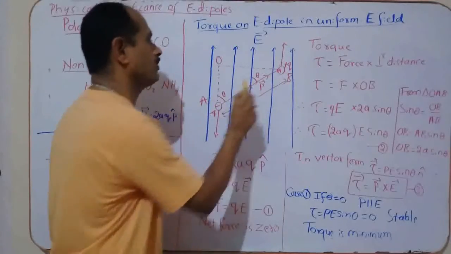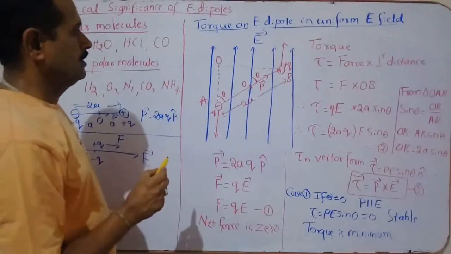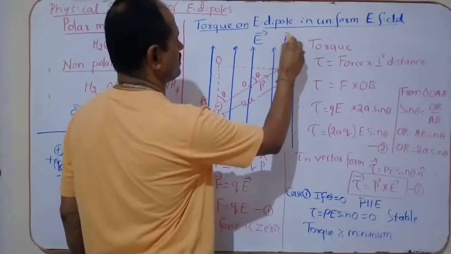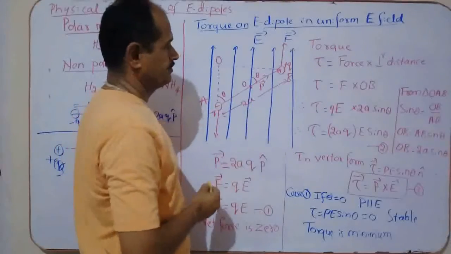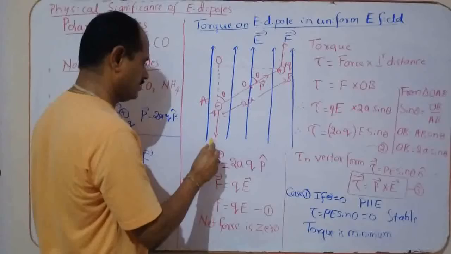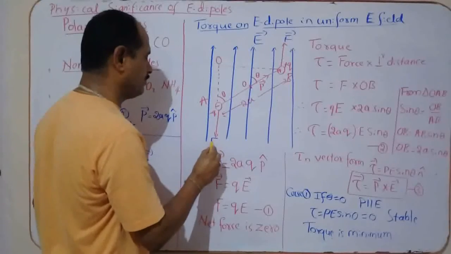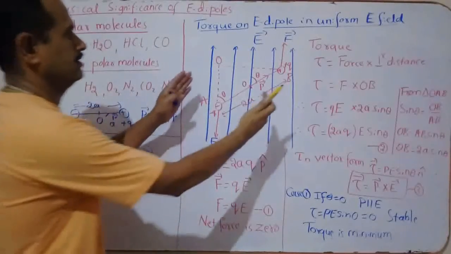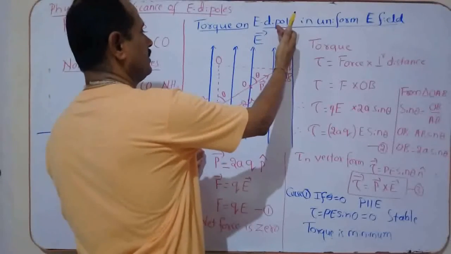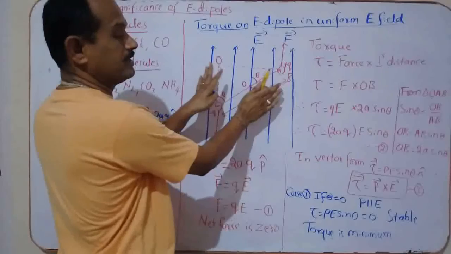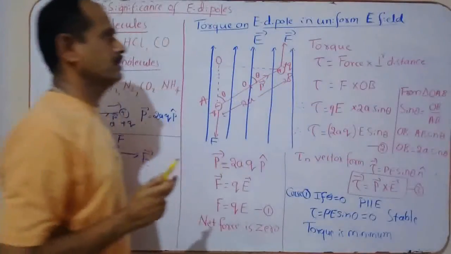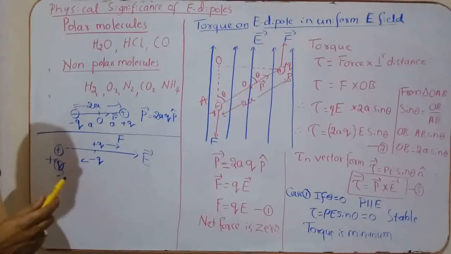Negative charge minus Q and positive charge plus Q form an electric dipole. It is placed in the uniform electric field. The force acting on the positive charge is in this direction, and the force acting on the negative charge of the dipole is in this direction. The turning effect of an electric dipole when placed in the uniform electric field is called torque on electric dipole in the uniform electric field.